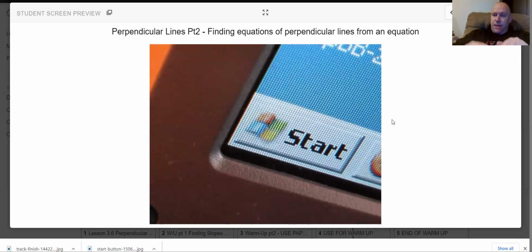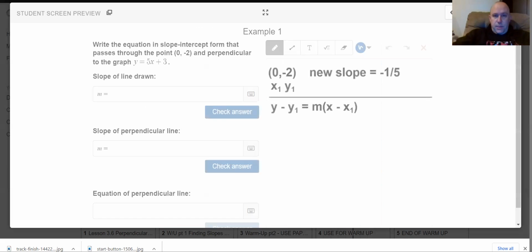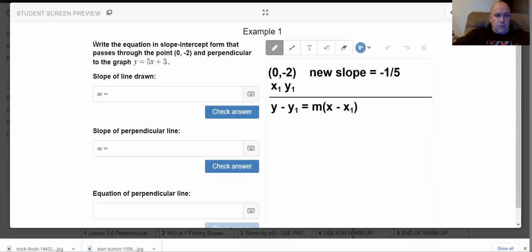Now, once we've got the idea of how to find that perpendicular slope, we can use that with that point slope formula that we're using in our previous lessons. So write the equation in slope-intercept form that passes through the point 0, negative 2, and is perpendicular to the graph y equals 5x plus 3.